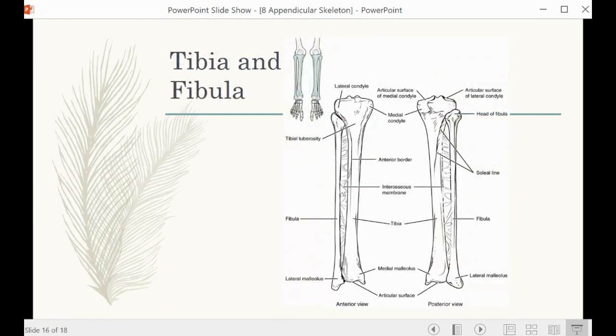Here's the tibia and the fibula, and just like the radius and the ulna, they're attached together by this interosseous membrane to allow them to work as a team together. We have the lateral condyle and the medial condyle here. Then just below the patella, you're going to find that tibial tuberosity. You can sort of feel down this rough section on the bottom part of your knee. So you have your patella above, and just below it, you have your tibial tuberosity.